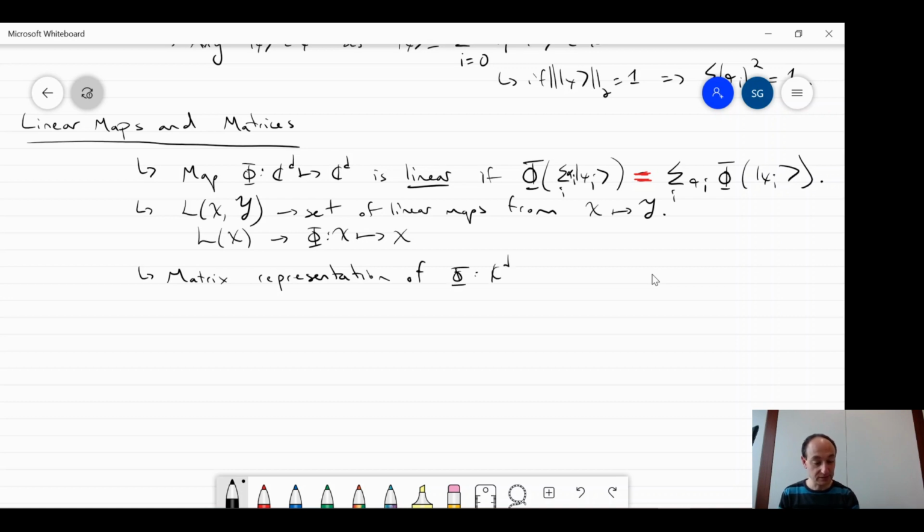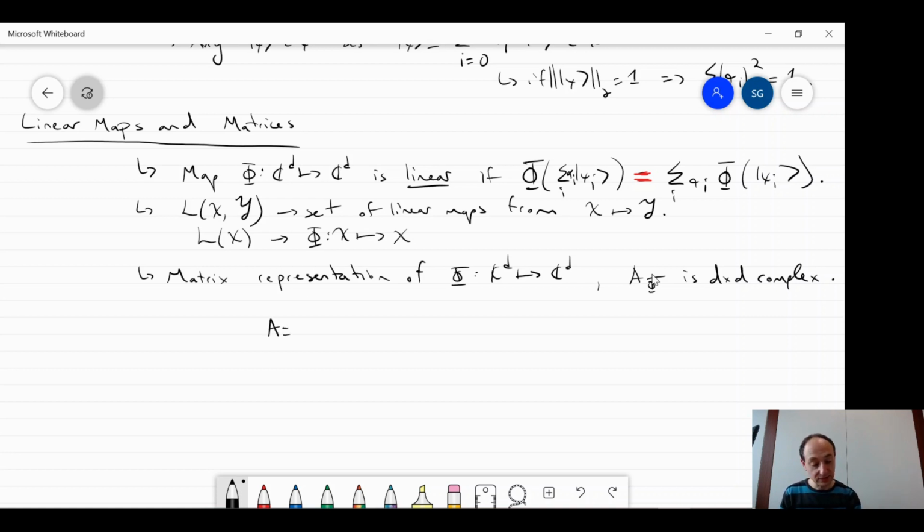Okay, and I'm going to assume it's a map that takes you from d dimensions to d dimensions. Of course, you could generalize this definition. And I'll give this matrix a name like A phi. And it's going to be basically a d by d complex matrix. And what does A look like? Always remember this formula. It's very simple.